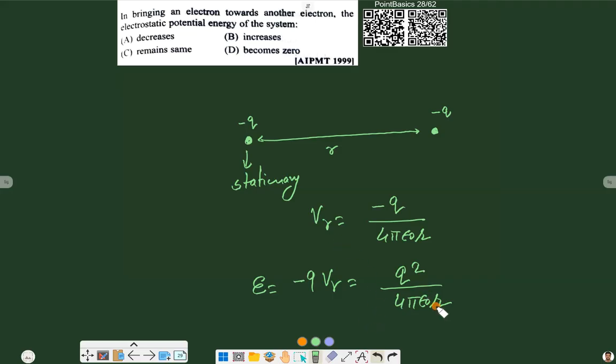Now if you see, this energy is inversely proportional to distance. If we decrease the distance, as mentioned in the question, that we are moving this electron towards this stationary electron, so the distance will decrease, the energy will increase. Option B will be the right answer. Now moving to the next question.